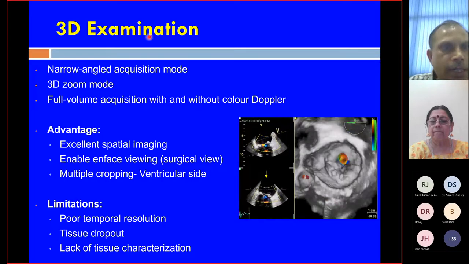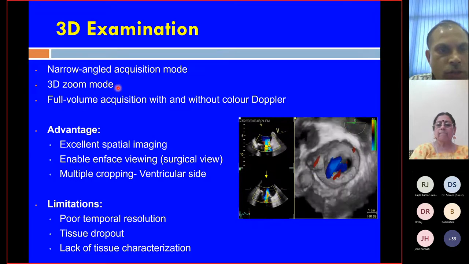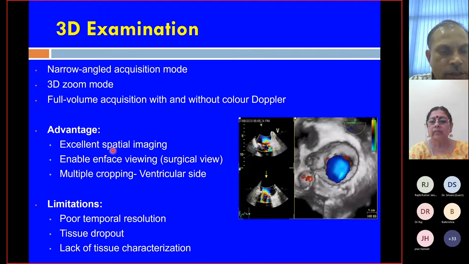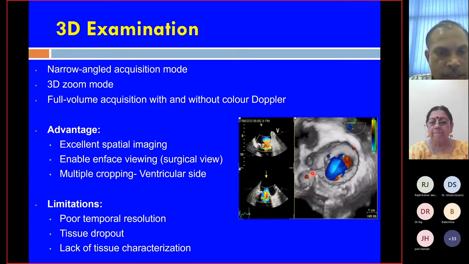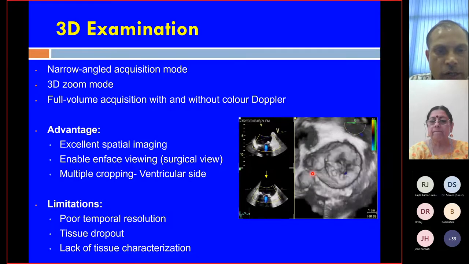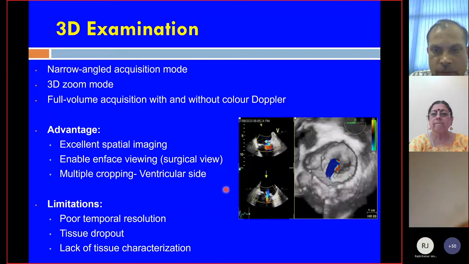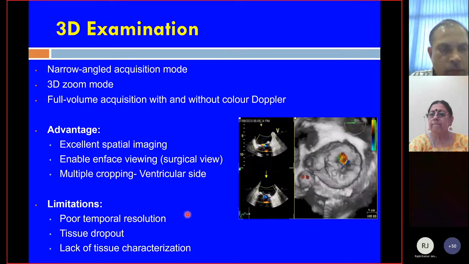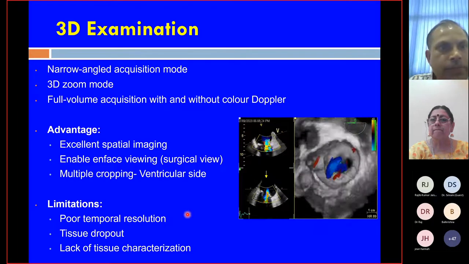So you can examine with 3D. 3D narrow angle can be used, or commonly 3D zoom mode is used, or you may acquire a full volume acquisition. The advantage is it provides excellent spatial imaging, and in the first view you can exactly pinpoint from where the pathological regurgitation is arising. Also, you can crop from the ventricular side or any other side to see from different angles. The limitation is it provides poor temporal resolution, and also tissue dropout may not be recognized, and it lacks tissue characterization.